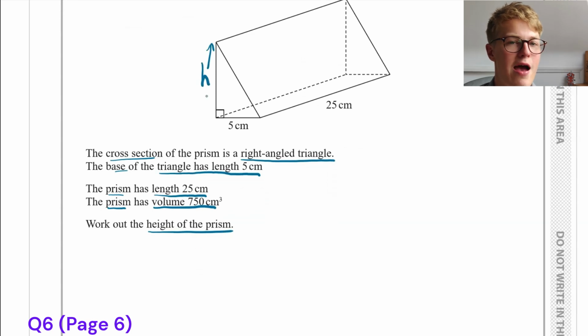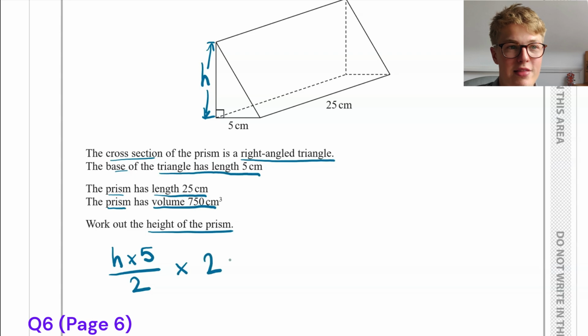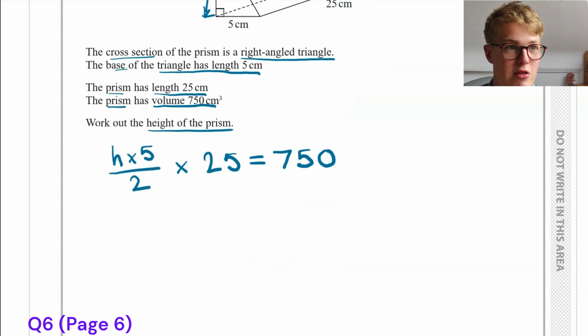So we know that the area of the triangle is going to be a half base times height. So we do h times 5 divided by 2 to find the area. We then multiply this by 25, which is the length, to get the volume, and we know that's 750 centimeters cubed, so we can now find h using this equation.